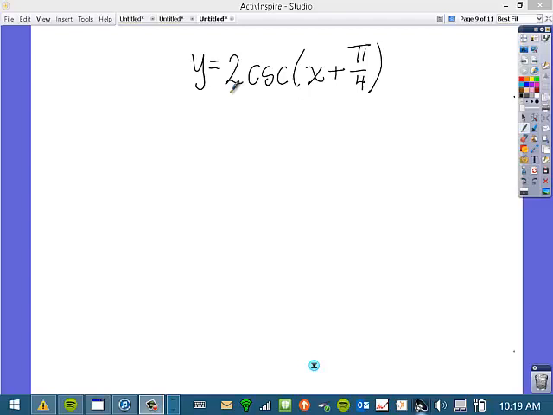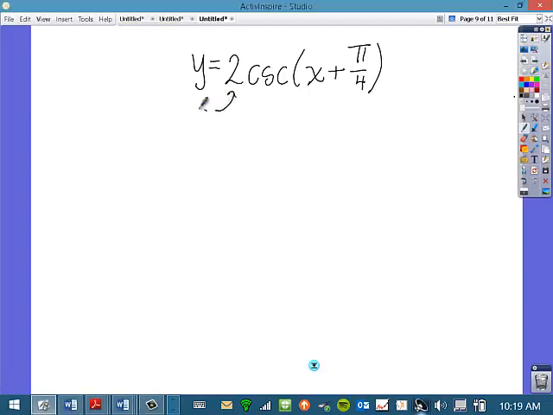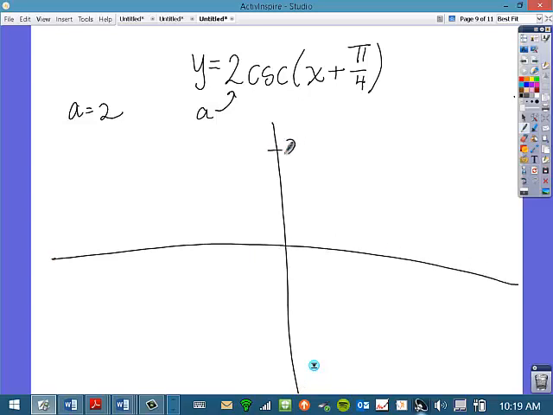Our first example is to graph y equals 2 cosecant of x plus pi over 4. So this is my amplitude. Amplitude is 2. Not shifting it up or down at all, so my max is 2, my min is negative 2. And b is 1. So that means my period is 2 pi, making my pieces pi over 2.